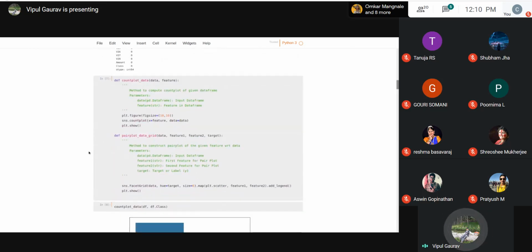Any doubts before we actually proceed towards the data exploration part? No? If there is any doubt, you can just post it on.